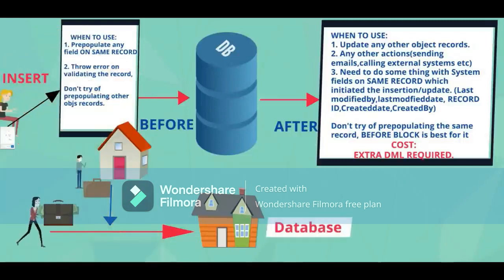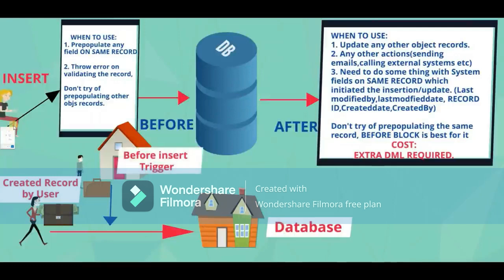Let's relate this to Salesforce. Understand the delivery center as the database. So the created record, after the user clicks on save, will go to the database, right? So understand your friend as the record created by Salesforce. Now your house, wherever you are keeping your package, is the before insert trigger or before update trigger. The package itself is your logic.